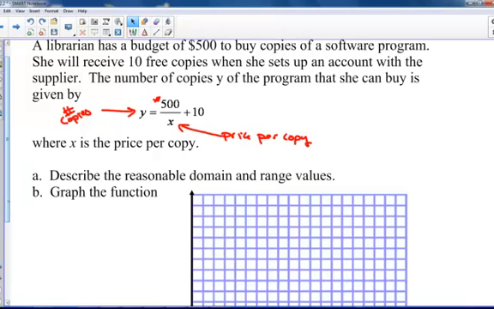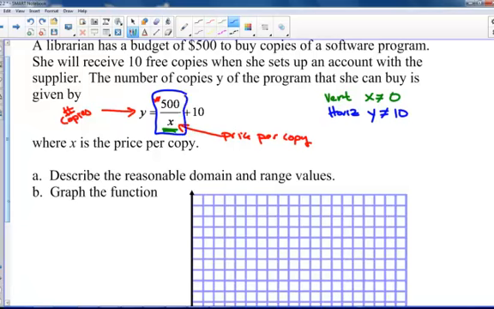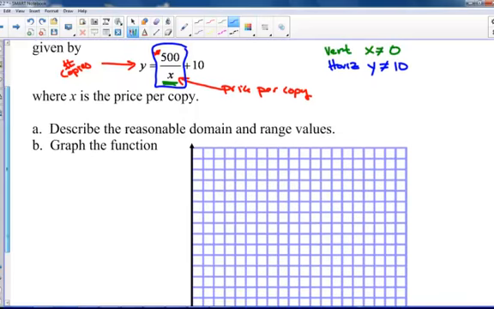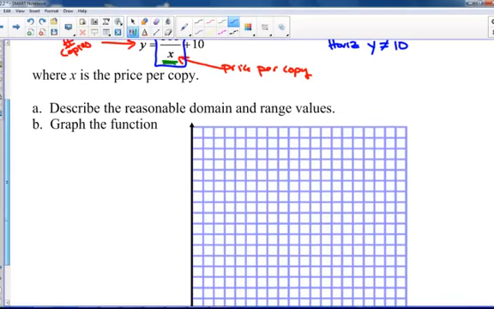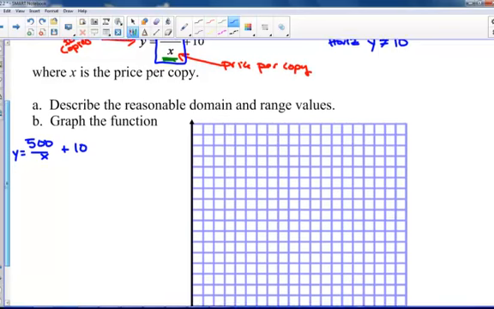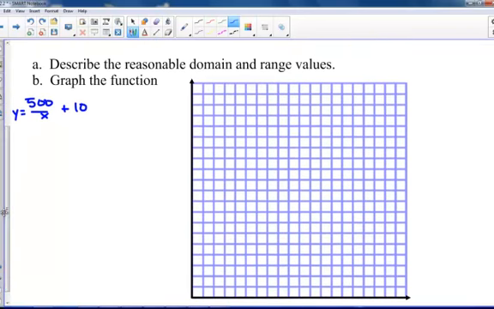Okay, so our vertical asymptote is X cannot equal 0. I'm getting that because the denominator can't equal 0. Our horizontal asymptote is Y cannot equal 10 because this part will never equal 0, so Y will never equal 10. I'll rewrite this right here. So Y will never equal 10, and X will never equal 0.